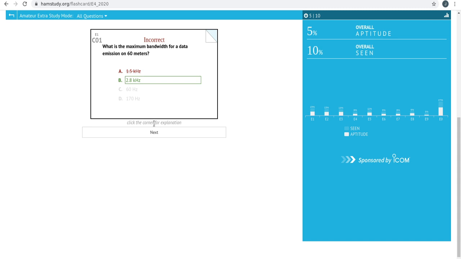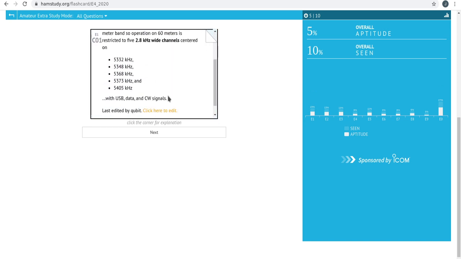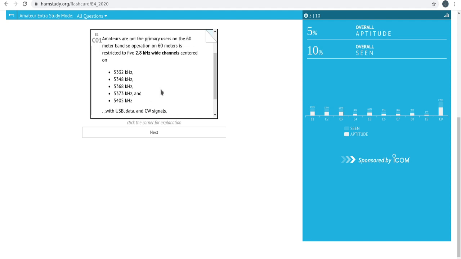Yep, B. That's about the standard for single sideband. So it's basically the data that can be contained within single sideband, it looks like. Yep, with upper sideband data and CW signals.